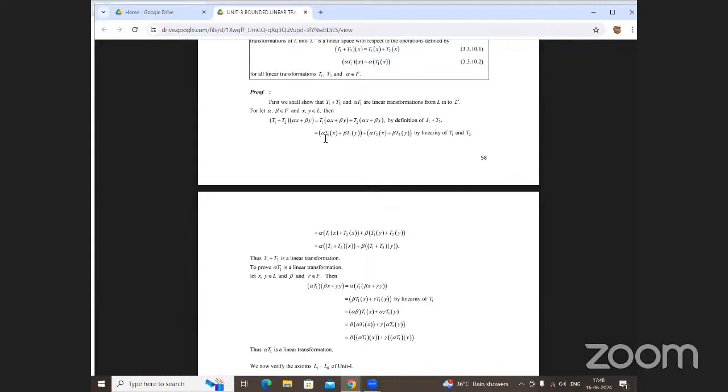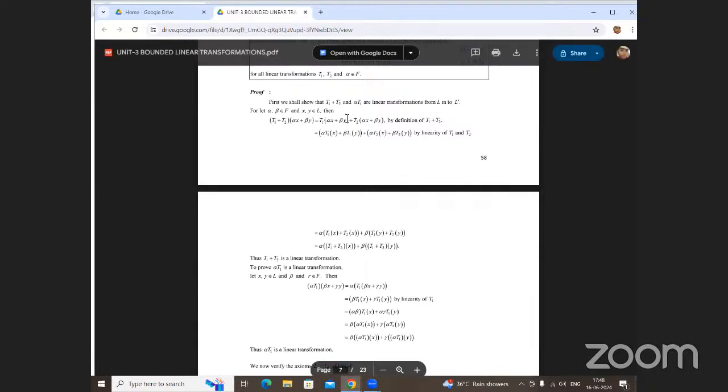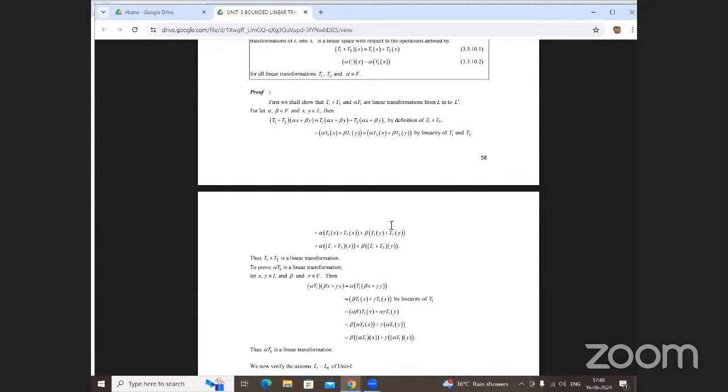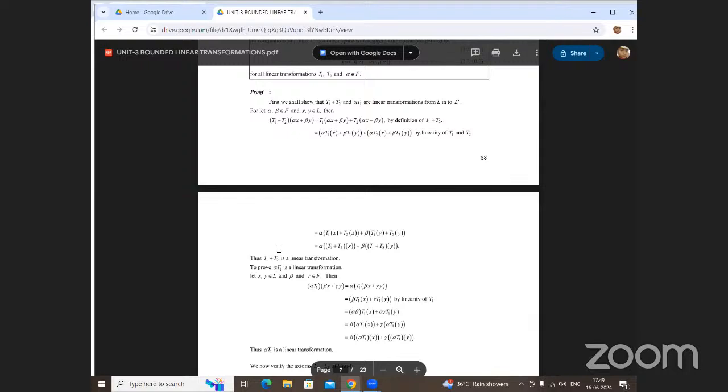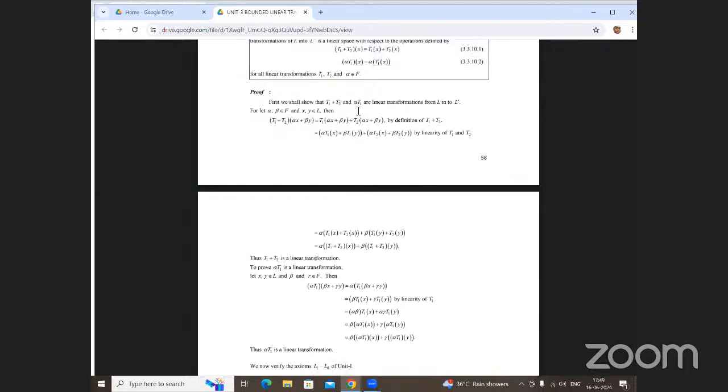Now taking outside, alpha into T1 of x plus beta into T1 of y. So alpha is common in terms of T1 of x and T2 of x, and beta is also common, connecting with T1 of y and T2 of y. Now this can be written as T1 plus T2 of x, and this as T1 plus T2 of y. Replacing T1 plus T2 by T, we finally get alpha into T of x plus beta into T of y. So the direct condition is satisfied. That's why T1 plus T2 is a linear transformation.